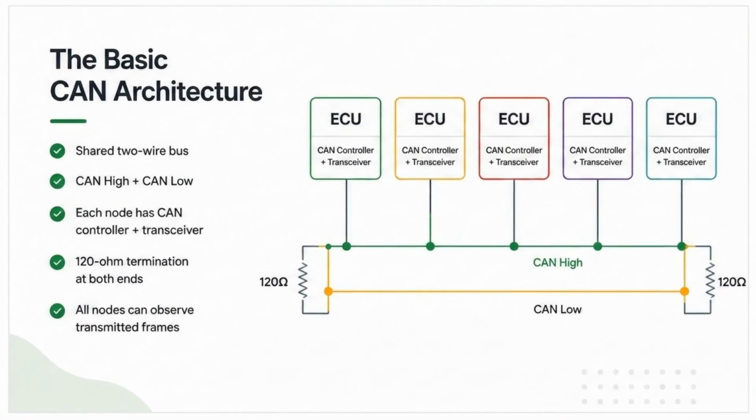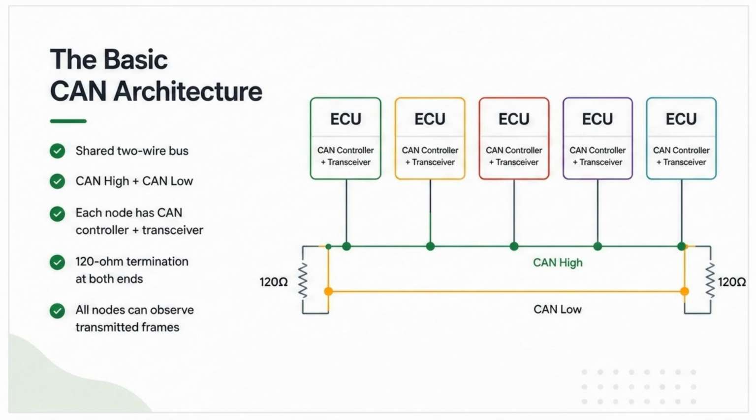The physical CAN architecture is surprisingly simple. Multiple ECUs connect to the same two communication wires. These wires are called CAN high and CAN low. Each ECU normally contains CAN controller logic plus a CAN transceiver. The controller handles CAN frame processing, while the transceiver converts digital controller signals into electrical signals on the bus. At both physical ends of a typical high-speed CAN bus, termination resistors are placed, commonly 120 ohms each.